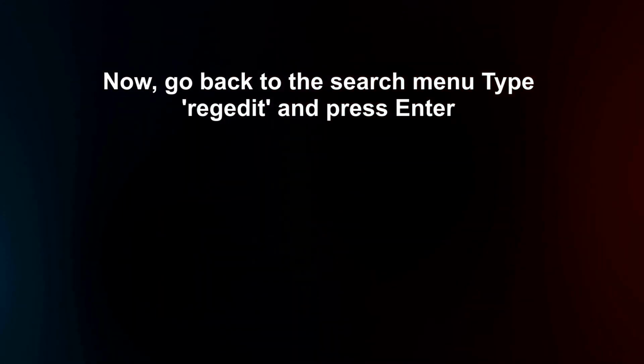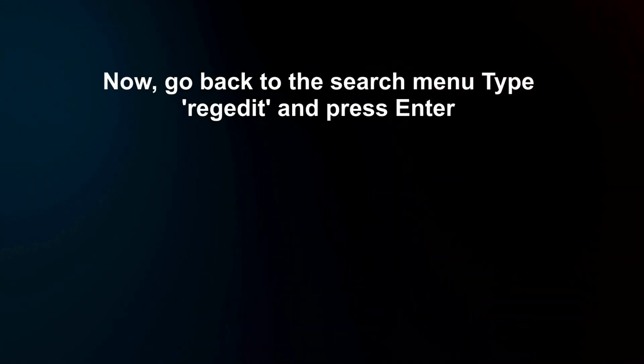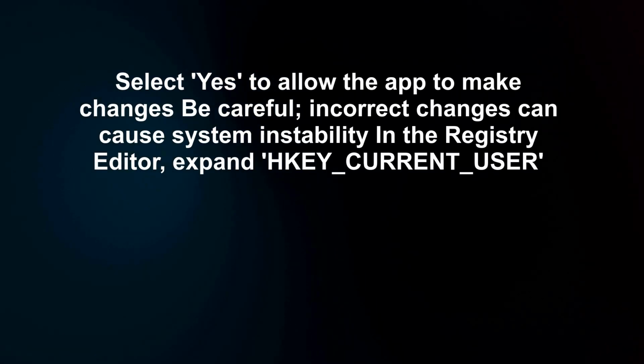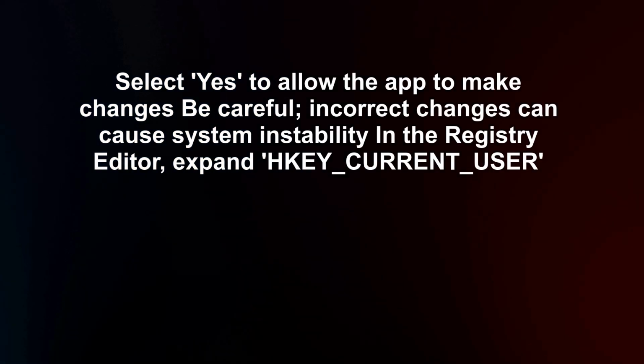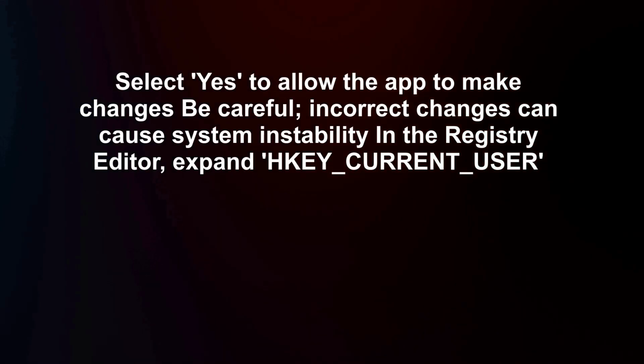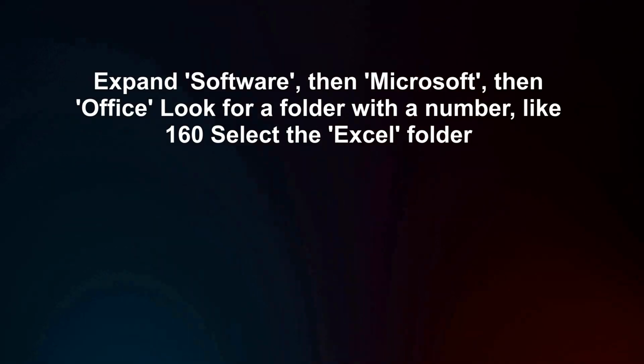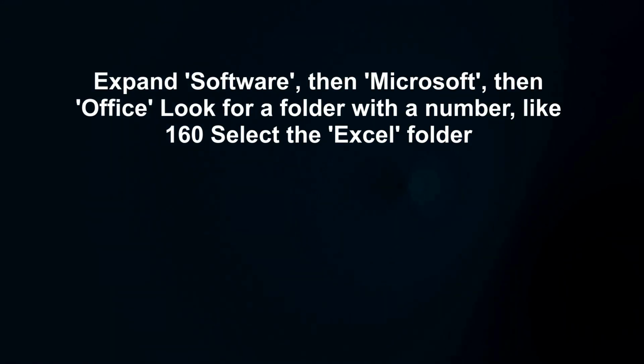Now, go back to the search menu, type Registry and press Enter. Select Yes to allow the app to make changes. Be careful. Incorrect changes can cause system instability. In the Registry editor, expand HKEY_CURRENT_USER. Expand Software, then Microsoft, then Office.